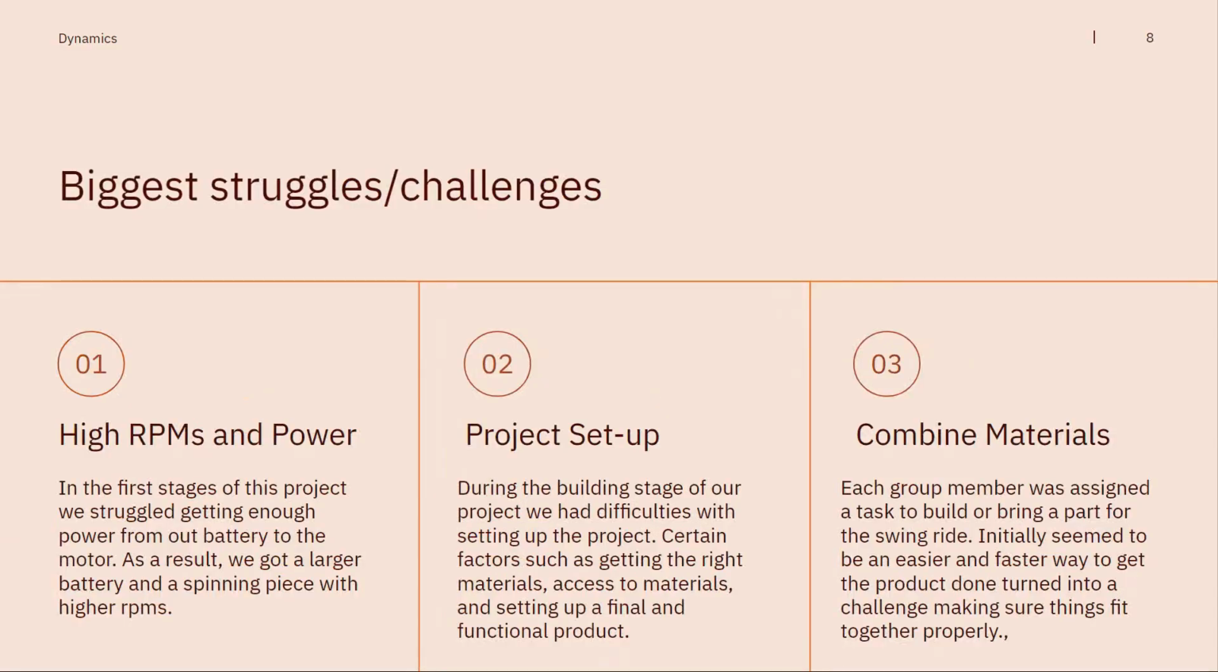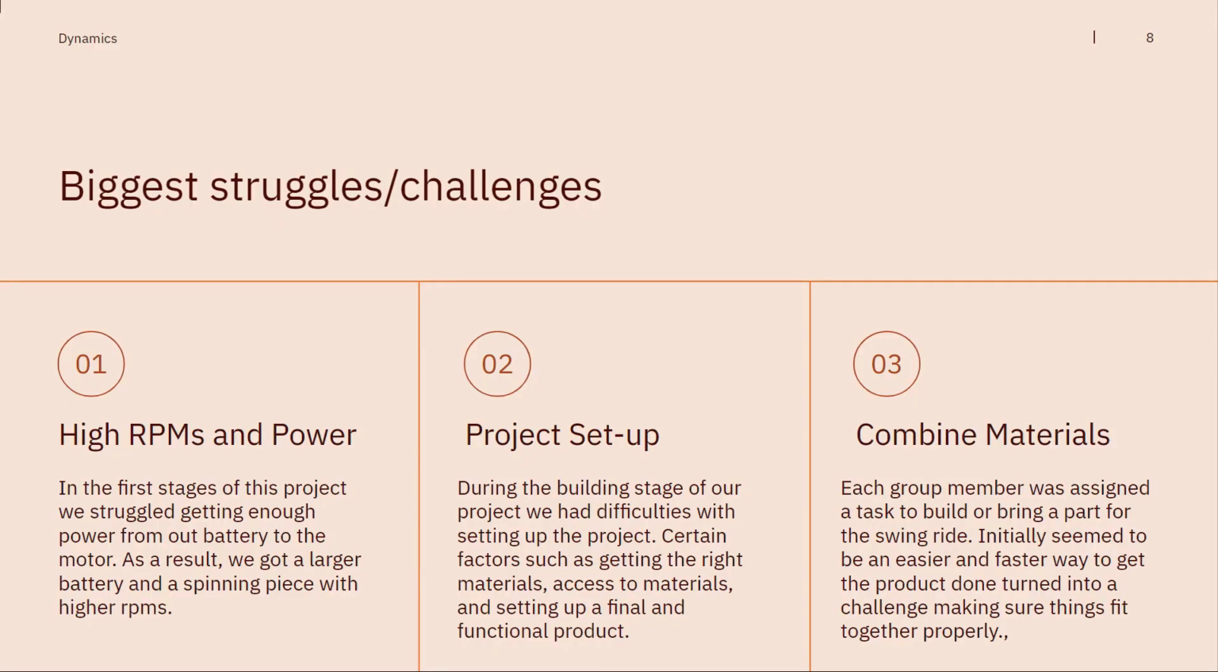So here are our biggest struggles and challenges we encountered during this project. One of them was having a really slow and not very functional battery. We noticed that the spinning piece was not spinning as fast as we wanted it to, which meant that it was not going to create that angle we needed. So we got a larger battery instead, with higher RPMs to make sure our angle was able to be made.